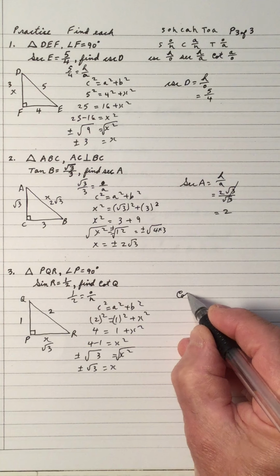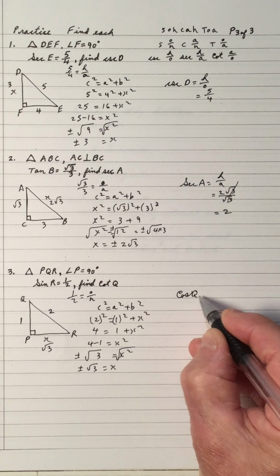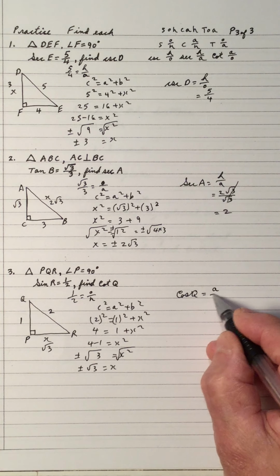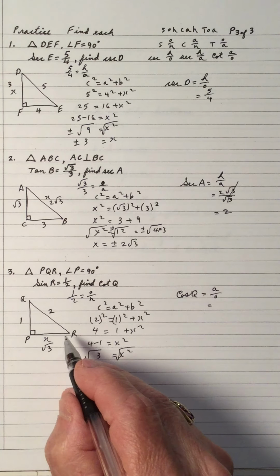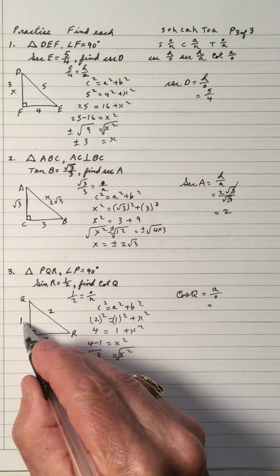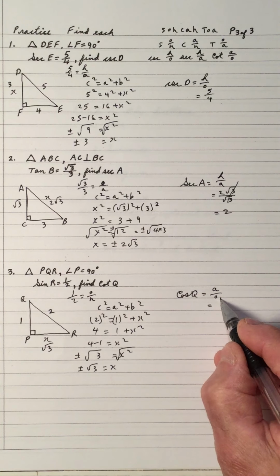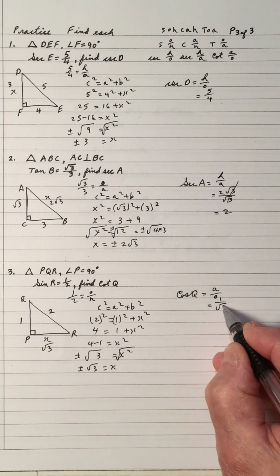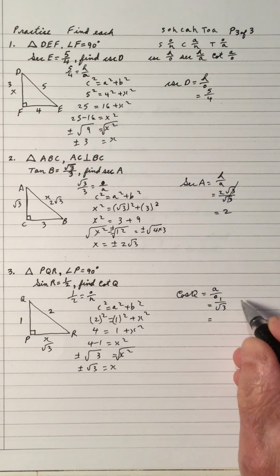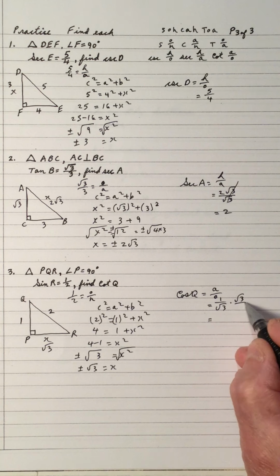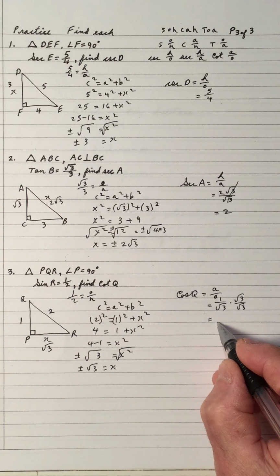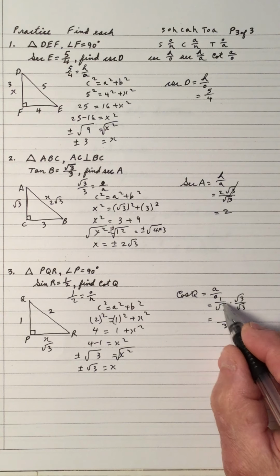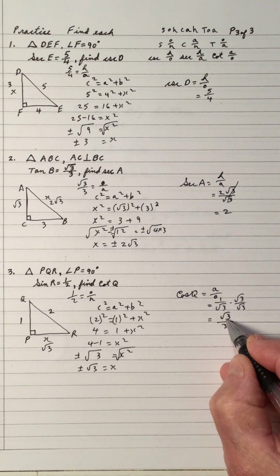And cot of Q, cot is adjacent over opposite. In relation to angle Q, adjacent is 1 and the opposite is root 3. And to simplify that, I multiply by root 3 over root 3. I do that to remove the radical from the bottom. Root 3 times root 3 is 3. 1 times root 3 is root 3.